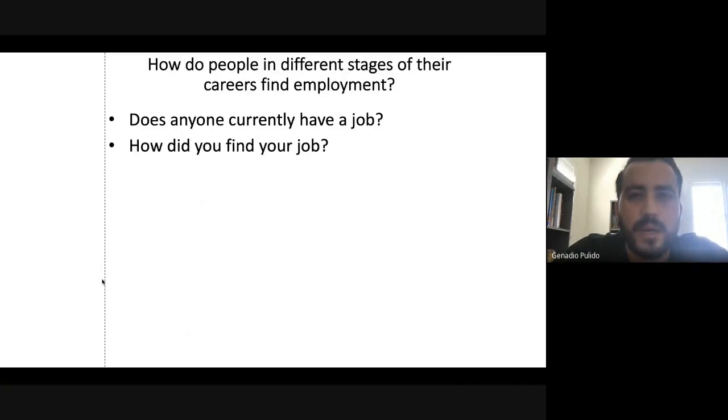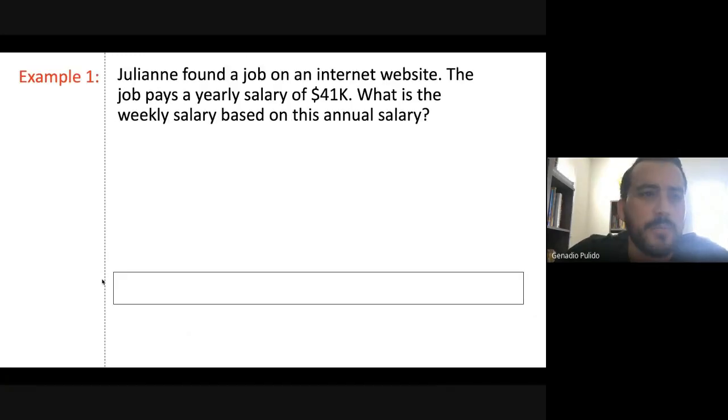Okay, so how do people in different stages of their careers find employment? There's probably a few of you that possibly have a job. There's different ways of obtaining a job. Let's look at the first example. So we have Julianne found a job on an internet website. The job pays a yearly salary of $41K. What is the weekly salary based on the annual salary?